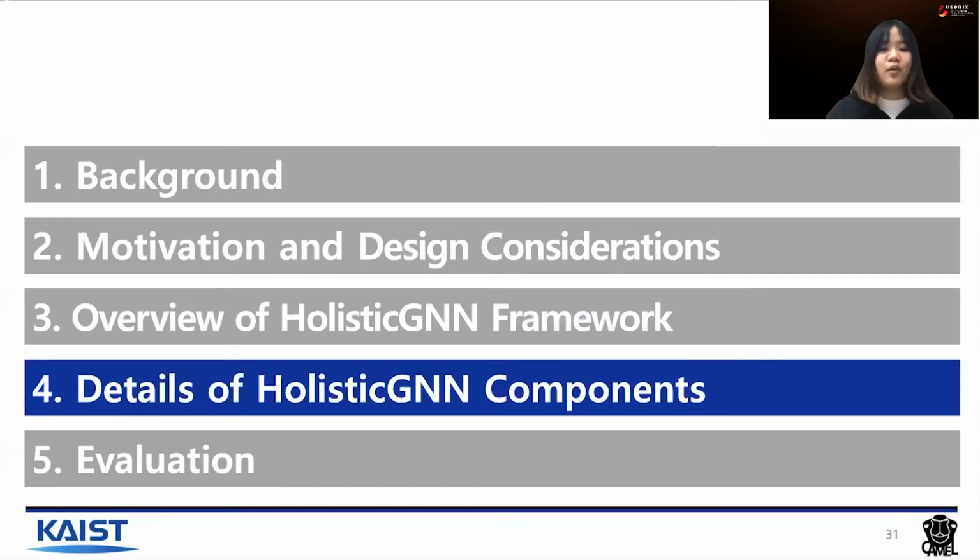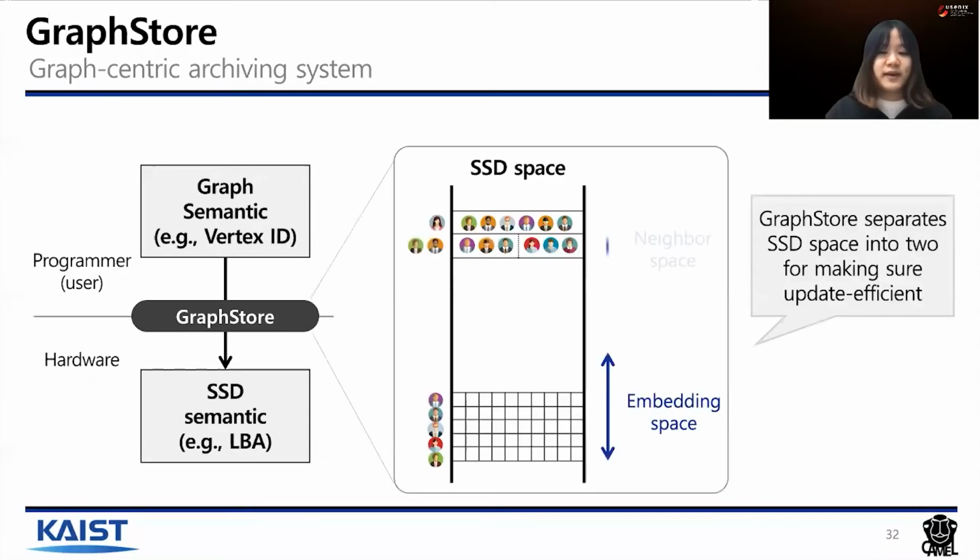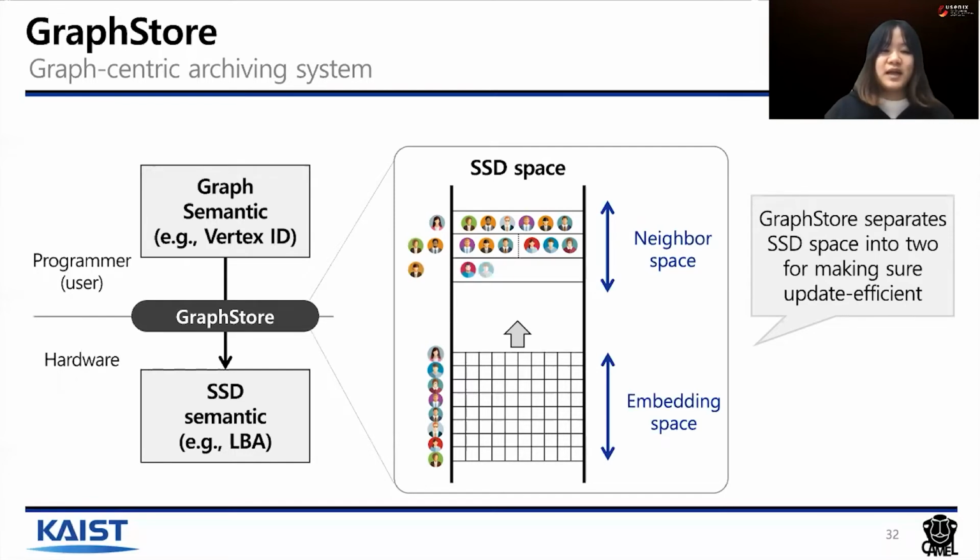Now you understand why HolyCGNN is required and how it works. From now on, I'll explain more details of GraphStore and GraphRunner. The main goal of GraphStore is to convert the graph semantic to the SSD semantic, which is logical block addresses, and it separates the SSD space into embedding space and neighbor space to ensure update efficiency. In the embedding space, the embedding table is stored, and if there are new vertices, it grows up. Meanwhile, the neighbor space stores the neighbor list for each vertex, and it grows down.